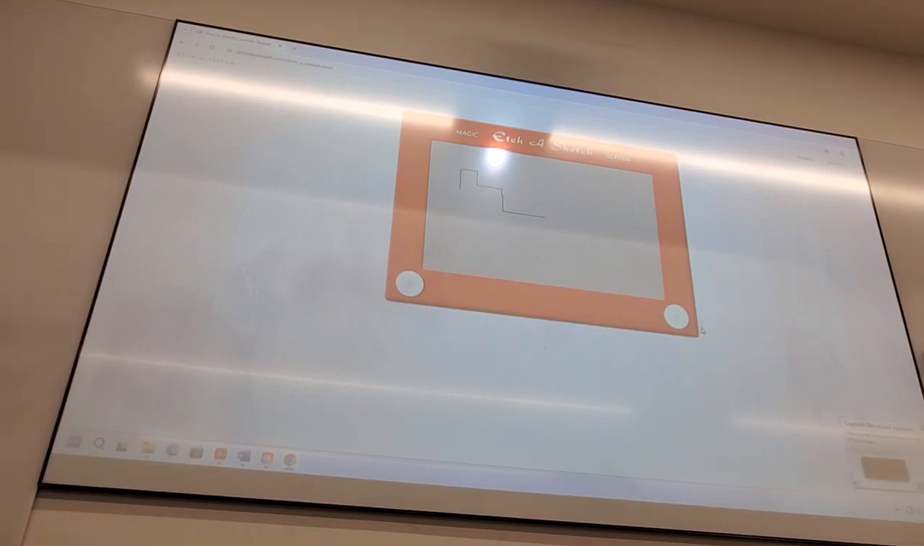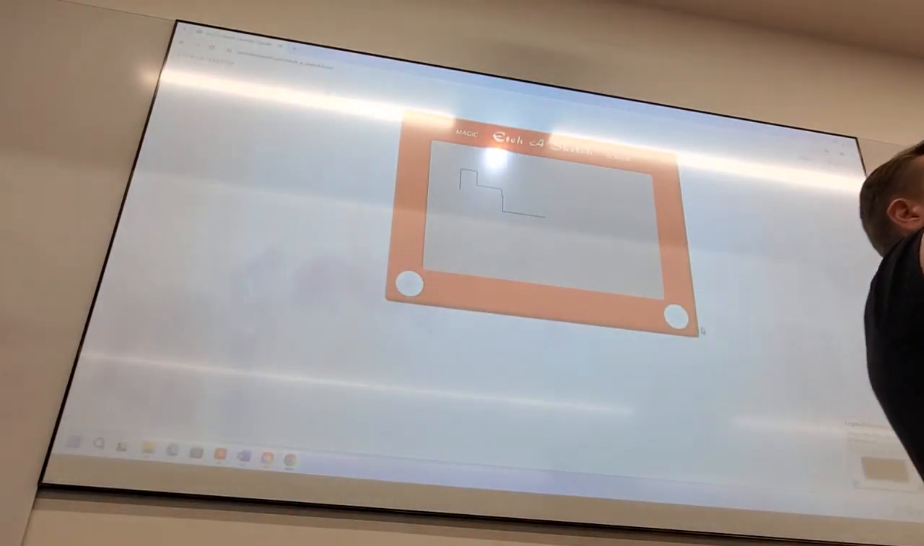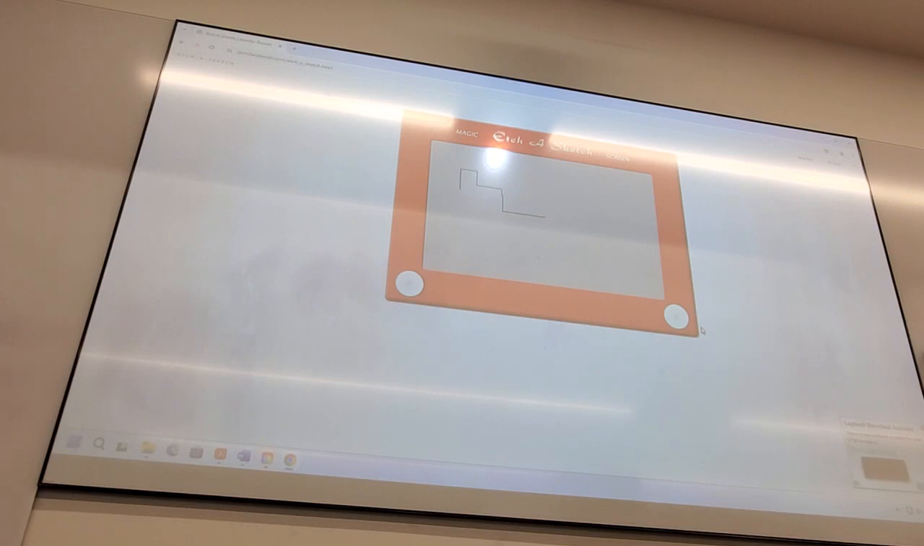So, do you all agree that the Etch-a-Sketch, what I just drew, is kind of like an XY plane? If I rotate one of the buttons, it goes left and right. That's the x-axis. If I rotate the other button, it goes up and down. You guys all with me?